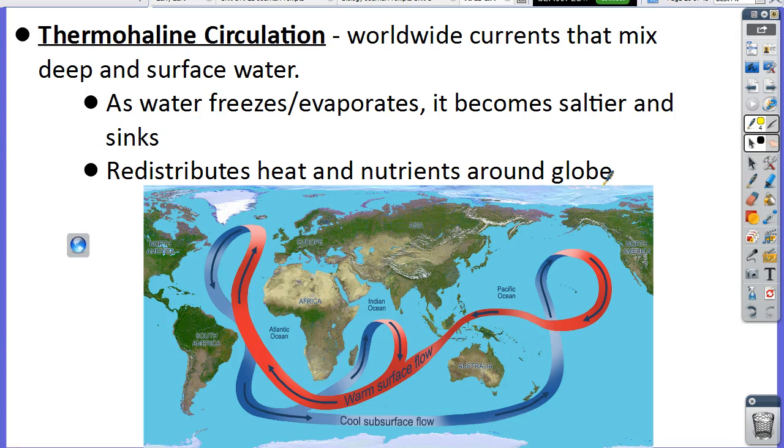So we said thermo means heat, haline means salt. Okay, so gyres are basically surface currents. They redistribute heat. So these are gyres, those big swirling whirlpools, right? So they're distributing heat. The thermohaline circulation, these are basically big currents that mix surface and deep water, okay? So whereas gyres are just moving the surface water, this is mixing deep water and the surface water.